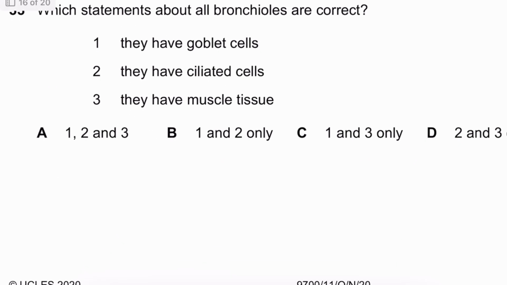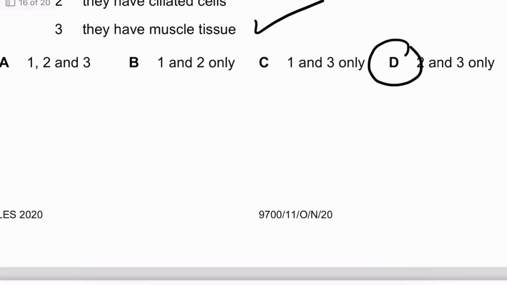Which statements about all bronchioles are correct? They have goblet cells, they have ciliated cells, they have muscle tissue. Okay, they don't have goblet cells. Some of them do have ciliated cells, in very low amounts. And lastly, yes, they do have muscle tissue, which is why it's 2 and 3 only.